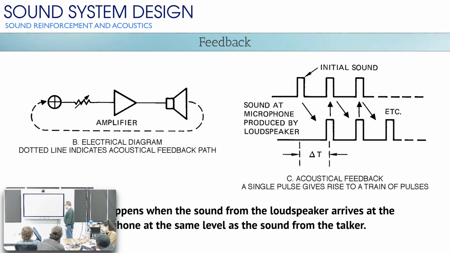Okay, so that's the fundamental concept I want you to understand: feedback occurs when those two sounds, the sound from the talker and the sound from the loudspeaker, hit the microphone at the same level, okay? That's when feedback begins. And yes, it gets worse as the sound from the loudspeaker gets louder, okay? So everybody understand at least that much?